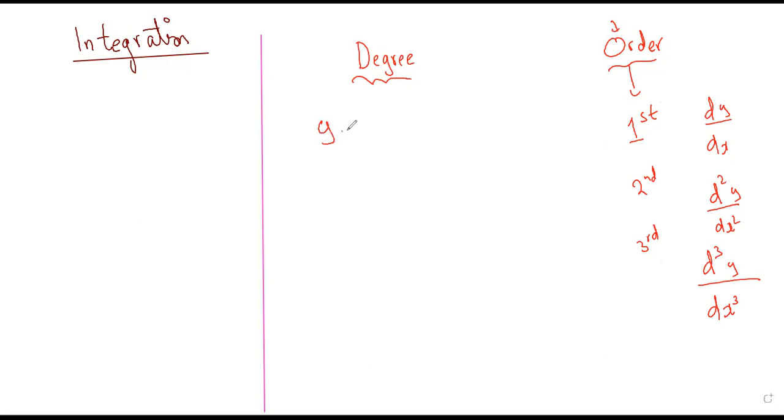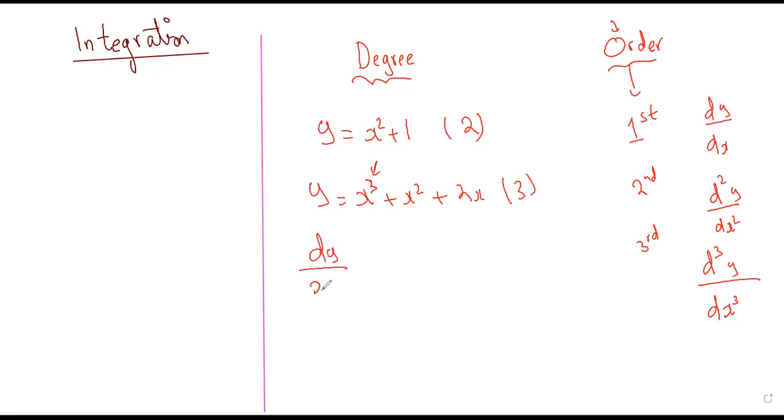Let's say if I have y equals x squared plus 1, the degree of the equation would be 2. If you have y equals x cubed plus x squared plus 2x, the degree would be 3. We are focusing on the highest power of x. Similarly, if I talk about a differential equation, it would be something of this type. You would have some numbers here, could be anything. Let's say you have dy by dx squared plus dy by dx equals 1, for example.